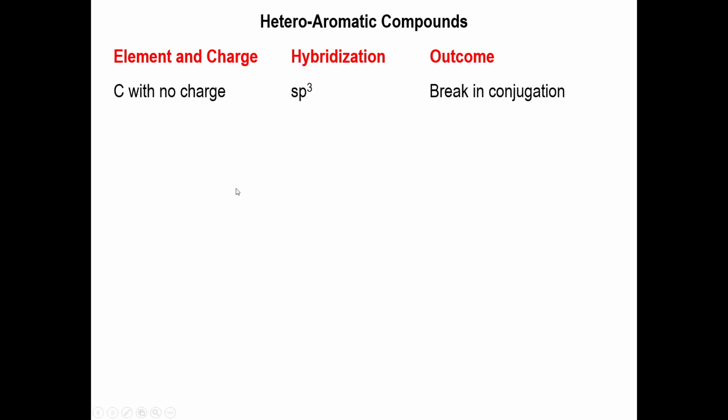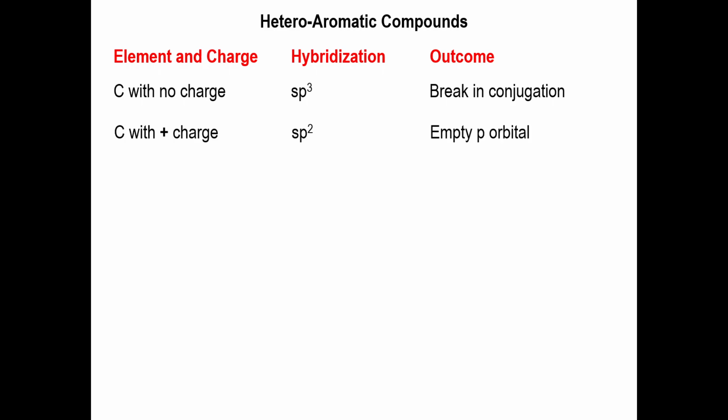So if carbon has no charge on it, and basically you don't have a double bond, you have an sp3 hybridized carbon, and that will automatically break the conjugation, right? So just be on the lookout for that. The idea is that that carbon, just by itself, is just a corner or the end of a line, but that specific carbon is not part of a double bond, so it is sp3.